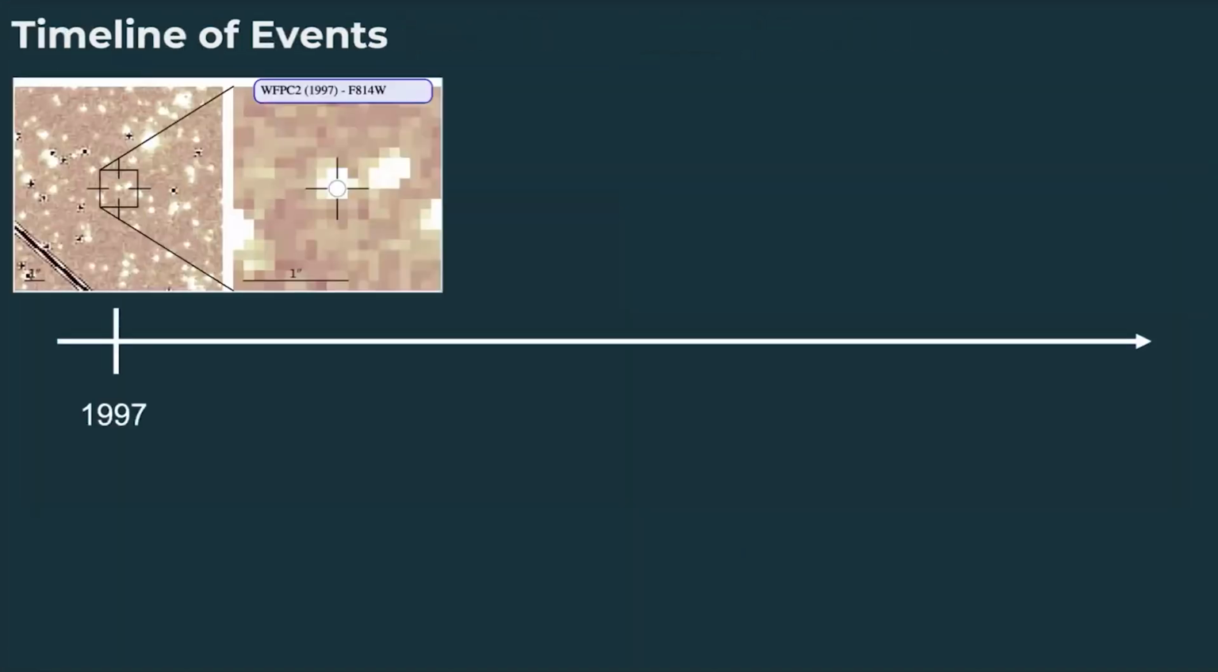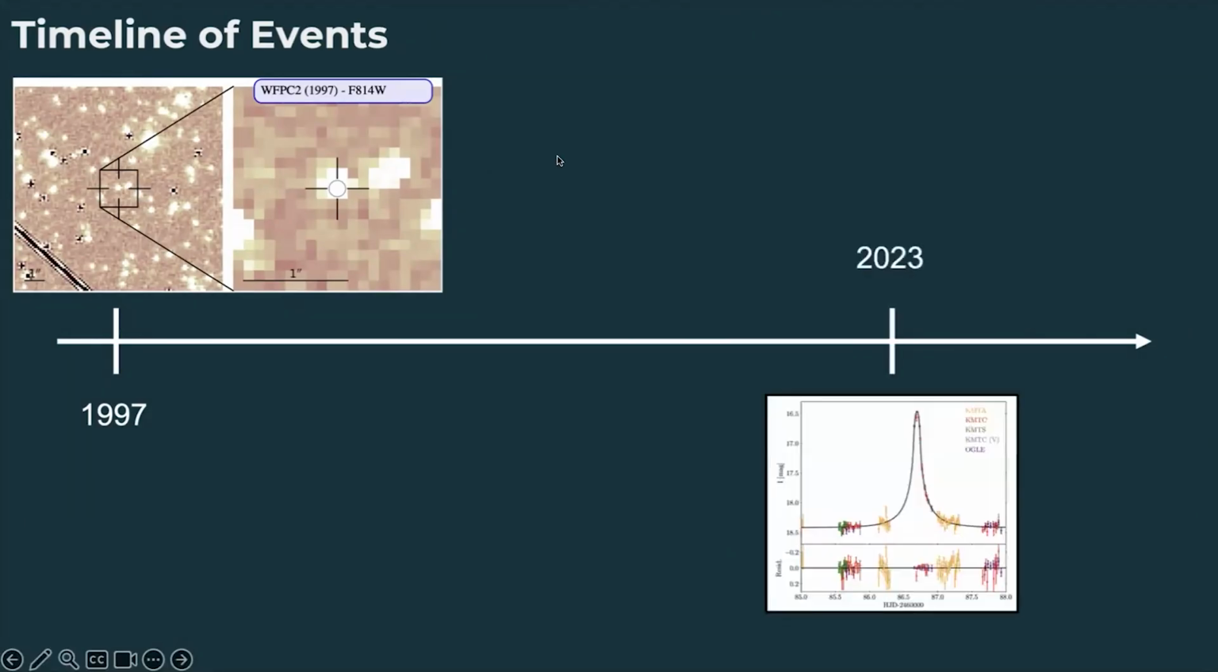Okay, a quick timeline of these events. 1997 was the image from Dave's program using WFPC2. Here's the field and a zoom in on where the source star is in the crosshairs, the background source star, 25 years before it would be microlensed by the FFP candidate. There are some nearby unrelated stars that are not related to the microlensing event. 25 years later, the source is microlensed in this light curve.